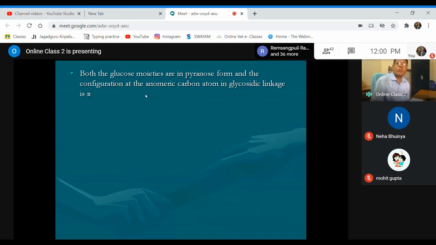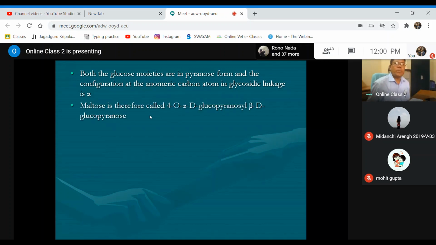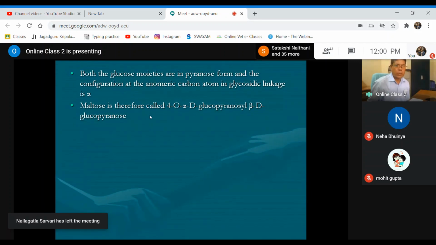Both the glucose residues are in the pyranose form in maltose, and the configuration at the anomeric carbon atom in the glycosidic linkage is alpha. So maltose is therefore called 4-O-alpha-D-glucopyranosyl-beta-D-glucopyranose. This is the chemical name, but it's quite difficult to remember. You don't have to remember it, simply say that it is maltose. But if you remember this chemical name, then it will be easy for you to write the structure.